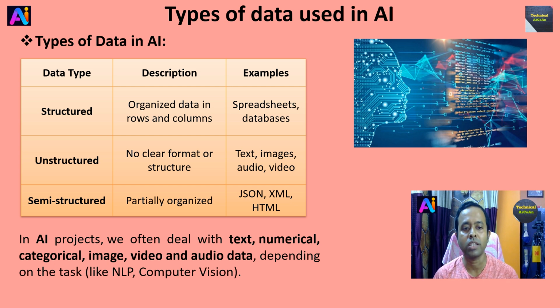In AI projects we often deal with text, numerical, categorical, image, video and audio data depending on the task, like NLP, computer vision and so on. So these three types of data we can use within AI according to the requirement of the model, right?